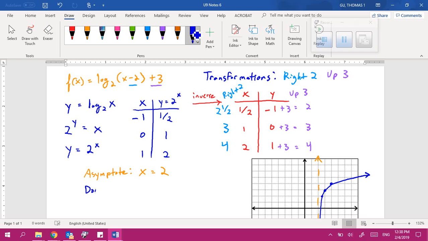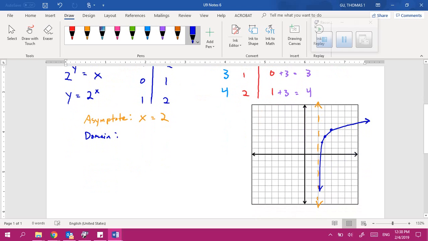Can you write the domain now in set builder? How do you start set builder? A bracket. Right, the squiggly bracket. x, the line, x greater than 2, that is correct.